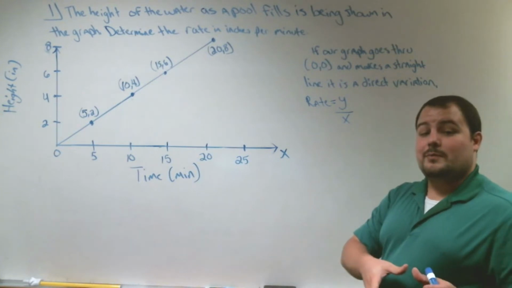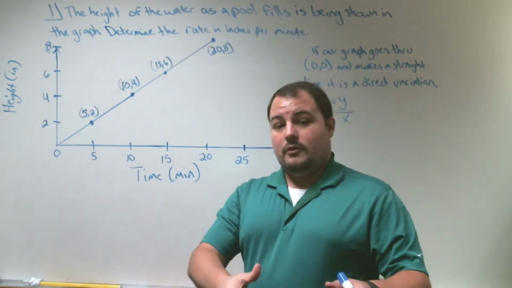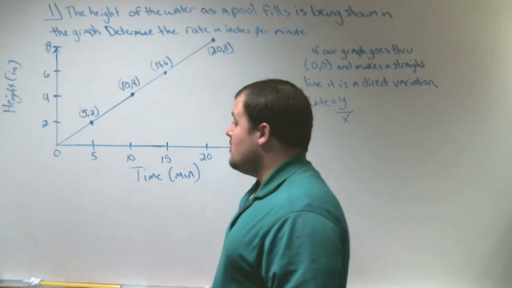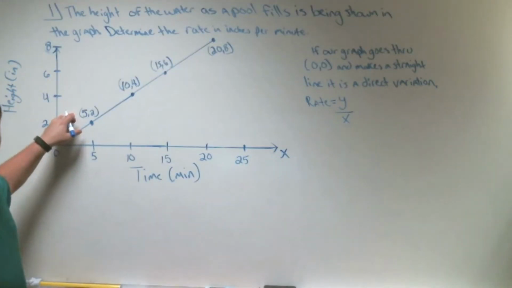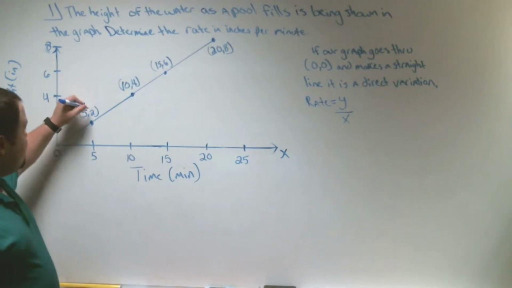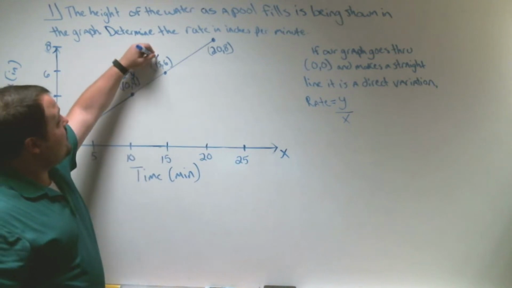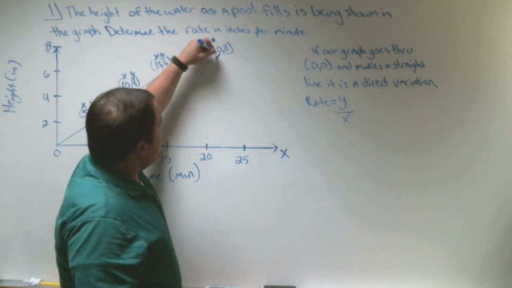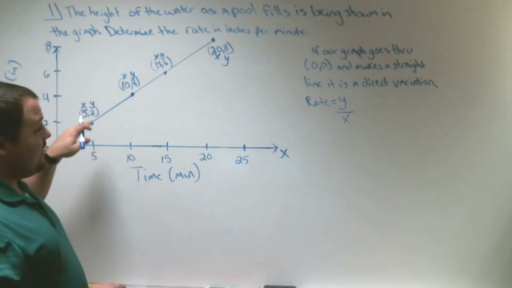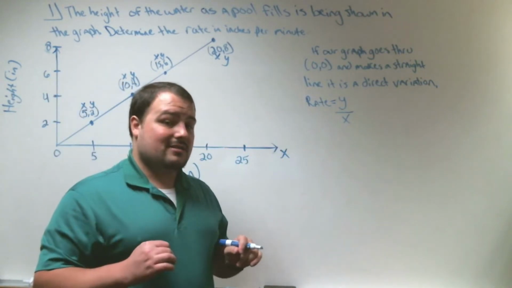So our graph does what a proportional relationship does. It starts at 0 and it makes a straight line. If I wanted to figure out what the rate is, since it makes a straight line and goes through 0, 0, all I have to do is look at my coordinate pairs, like this is 5, 2. This is the x, this is the y, this is the x, this is the y. If this is a direct variation, that means whenever I take the y value and divide it by x, I'll always get the same number.